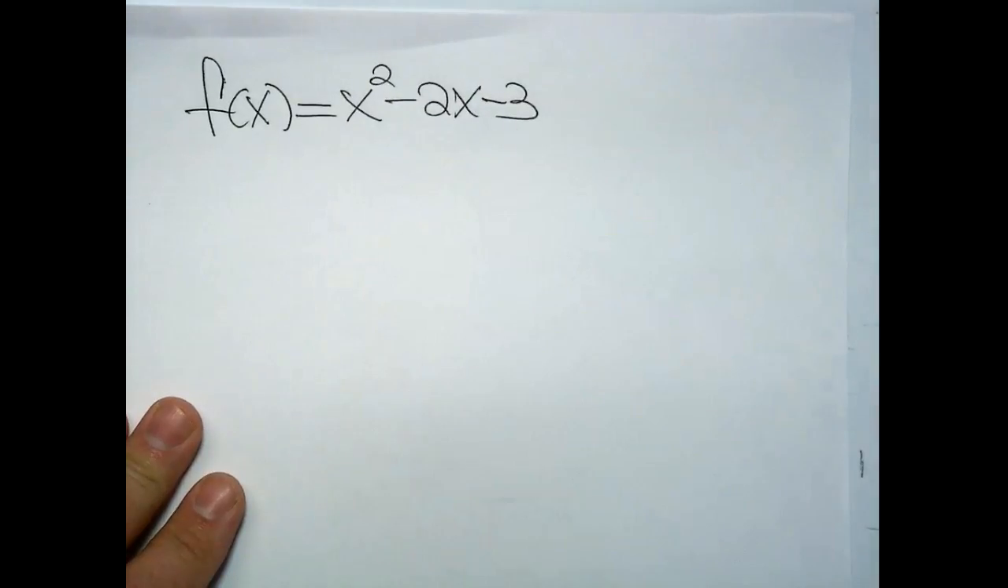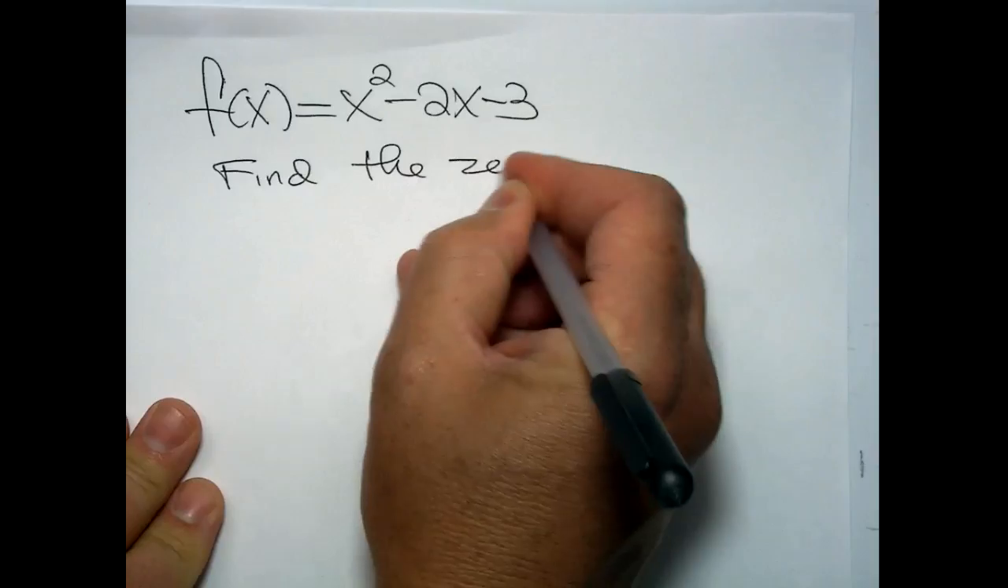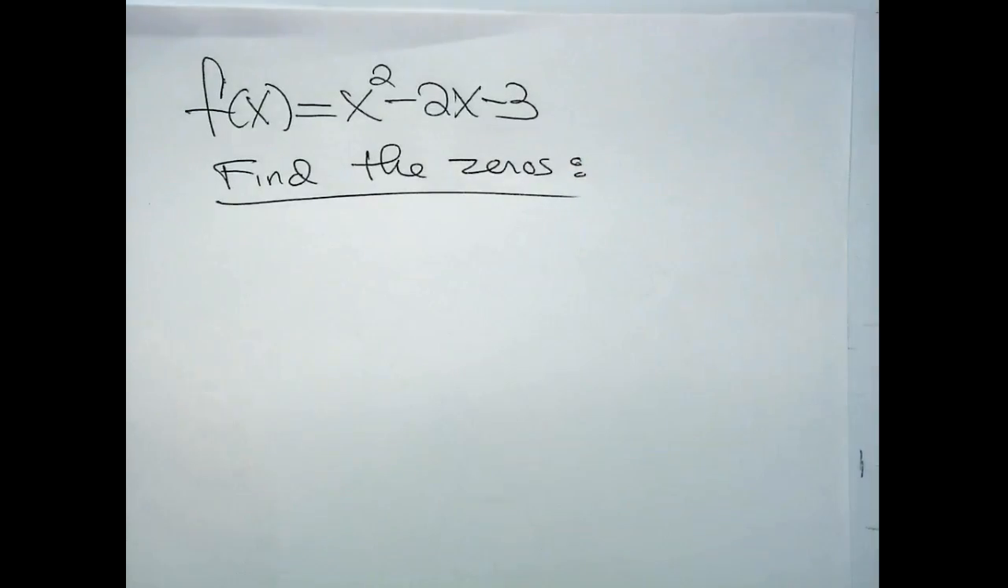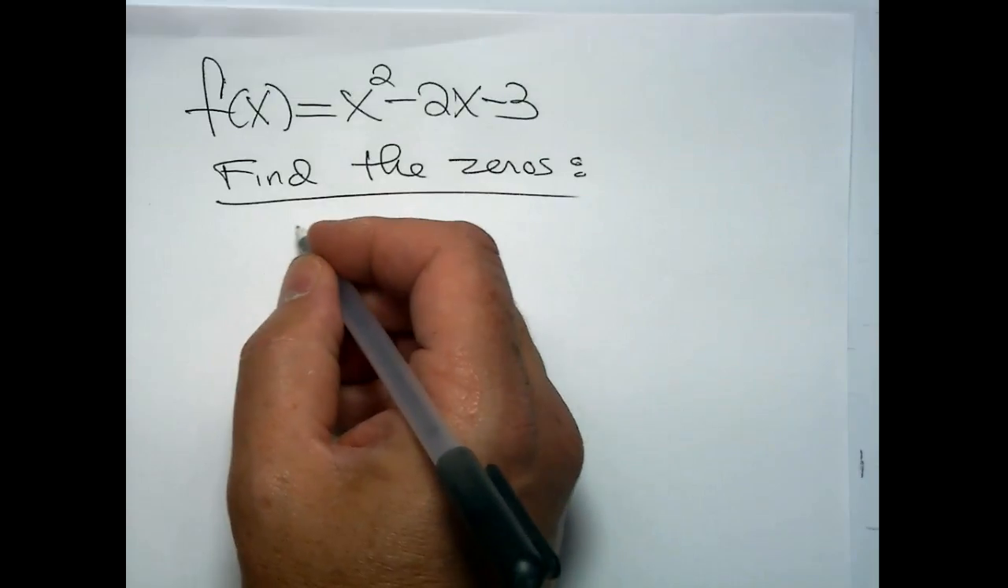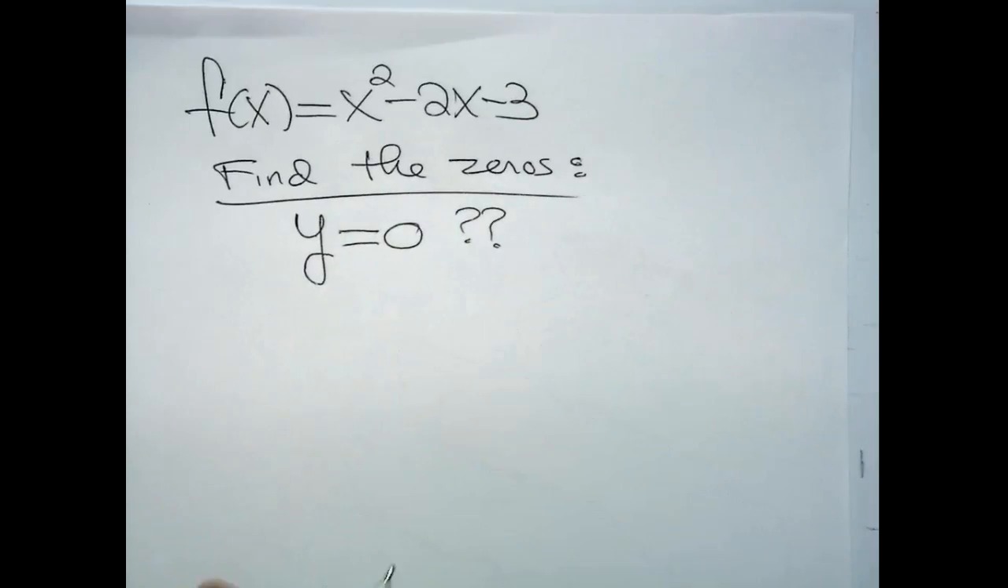If I gave you this function and I said find the zeros, it would be trivial if the zeros of a function were x equals 0. The zeros of a function are the x values that actually make the y value 0. So what you're looking for when you're looking for zeros is when y equals 0, and which x values make that happen.